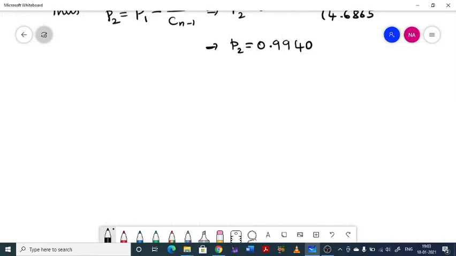Usually in this method you can go up to third iteration. Okay, next third iteration. Actually there is a statement, correct to 3 decimal places, which I have not written in the statement. Again we have to repeat the procedure by considering P2. So it will be 0.9940.